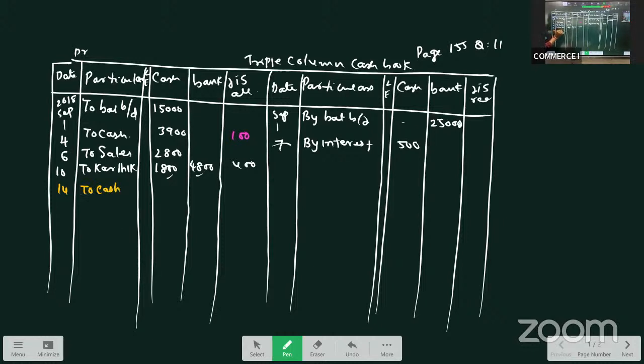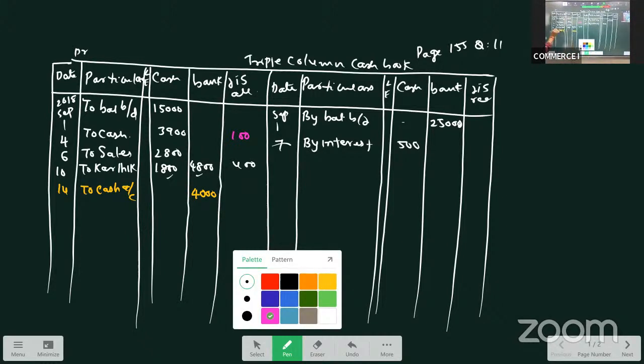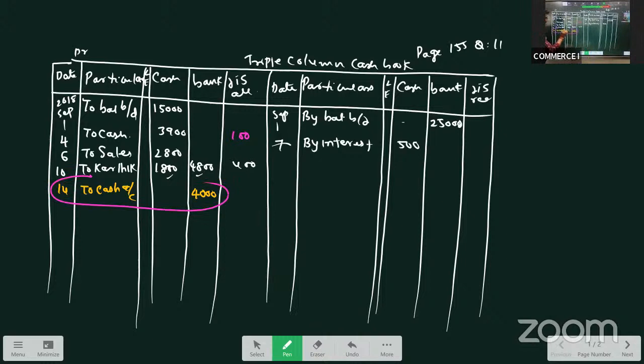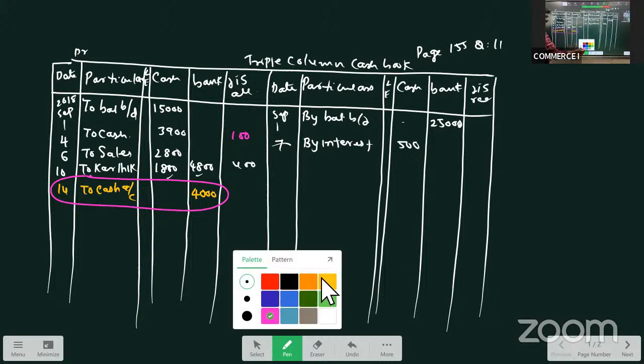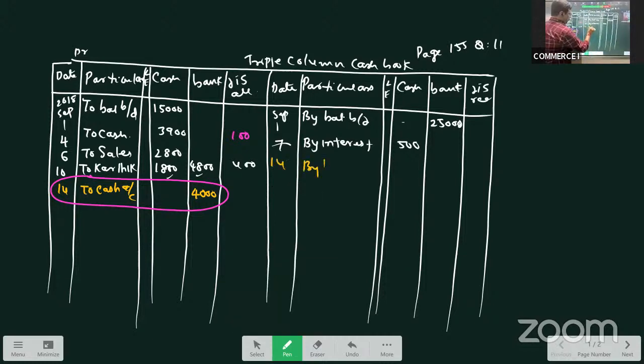On the debit side, I'll write to cash and the amount given is 4,000. That I will write in the bank column. This you need to understand when you are writing a contra entry for deposit into bank. We write to cash on the debit side. Amount is written in the bank column. The same entry I write on the credit side by bank. Amount in the cash column.